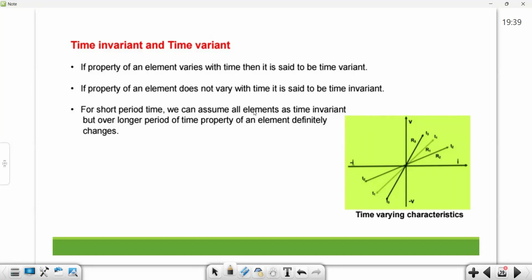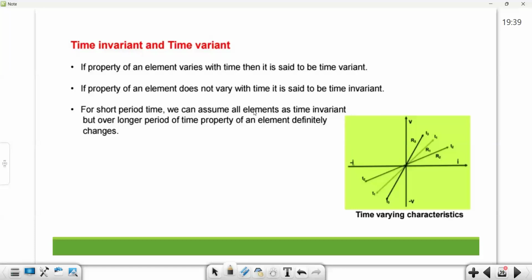Now, if you buy a new fan, for example, in the initial stage it will run very fast. Say it is rotating at some 800 RPM. It will not be the same after a few months, or 1 year, 2 years; some slight speed will be reduced. That is what it is telling. The property will definitely change, because everything has a limited span of life. After some time it will change. If it is changing, then it is time variant. If it is not changing, then it is time invariant.